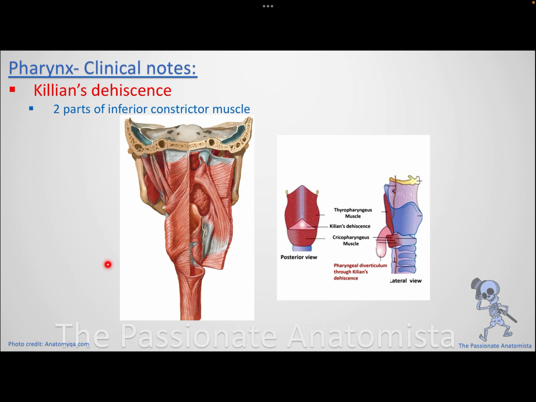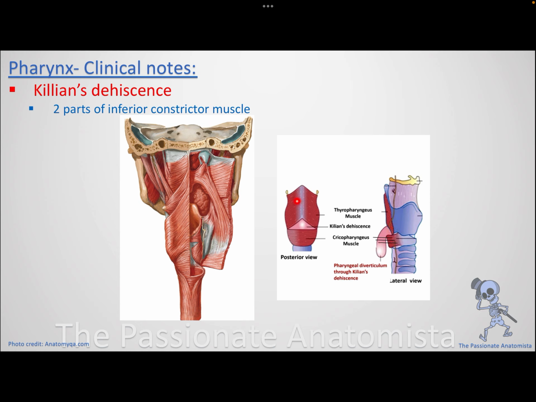Another important clinical note is that, like I said previously, you guys remember that the inferior constrictor has two parts, one attached to the thyroid and one attached to the cricoid. So the thyropharyngeus muscle and cricopharyngeus muscle are different parts. They get their innervation from the pharyngeal plexus, and the cricopharyngeus gets extra innervation from the recurrent laryngeal nerve. So there could be a discoordination between these two types of fibers.